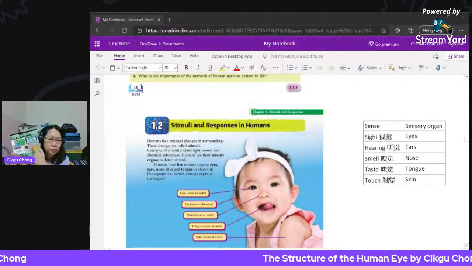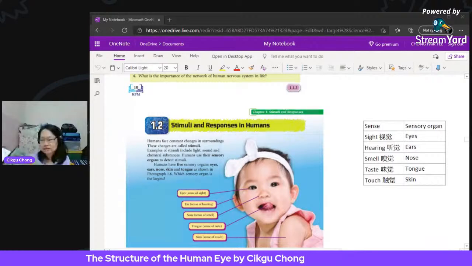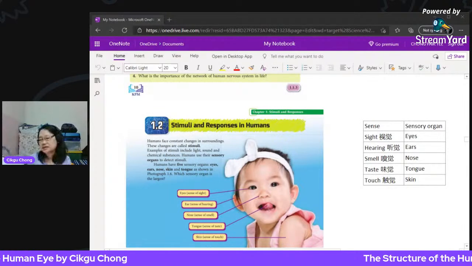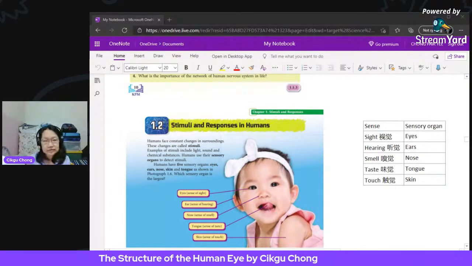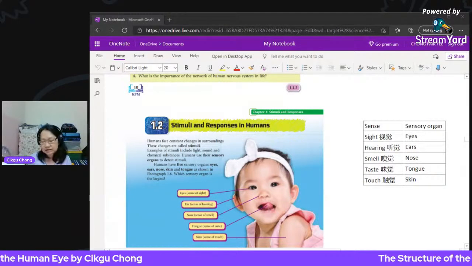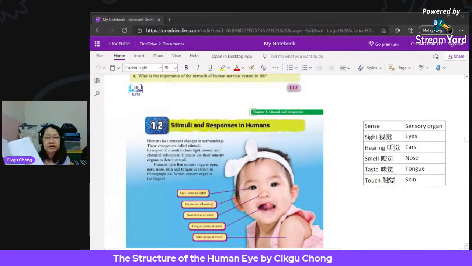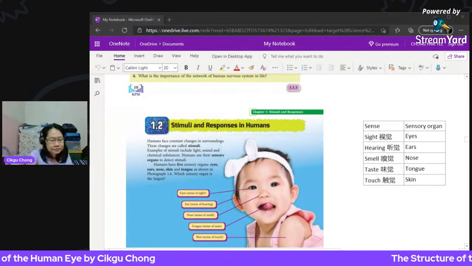For the time being, since I have already started the human nervous system, you can do page 1 and page 2 already. Then page 3, we will skip first, because it's a little bit difficult, maybe I need to discuss it with you. Then after today's lesson, we can start to do page 4 and 5. So it's pages 1, 2, 4 and 5. All right, so let's start with this lesson.